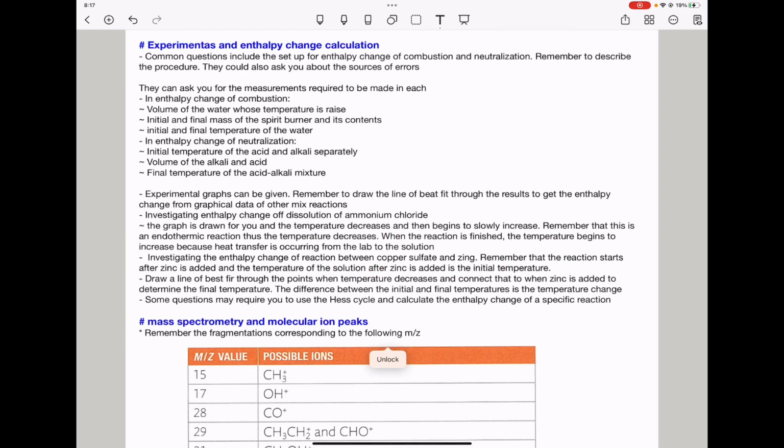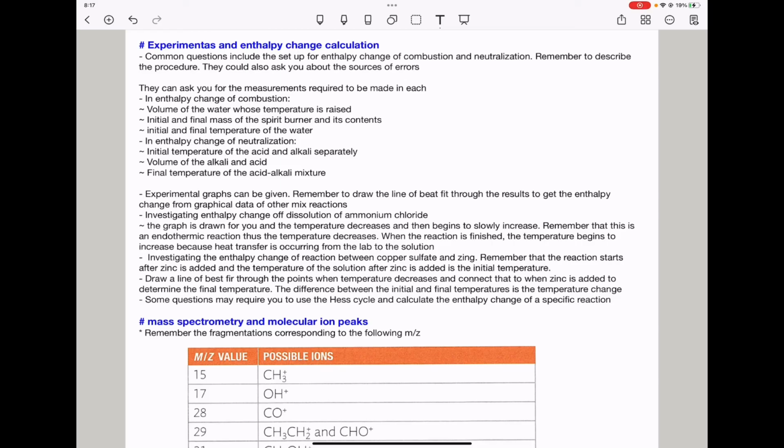Experiments and enthalpy change calculations, because these are also common in Unit 3. Common questions include the setup for enthalpy change of combustion, as well as neutralization. Here you need to remember the procedure, description, and the whole procedure, and they could ask you for the sources of errors. They can ask you for the measurements required to be made in each.